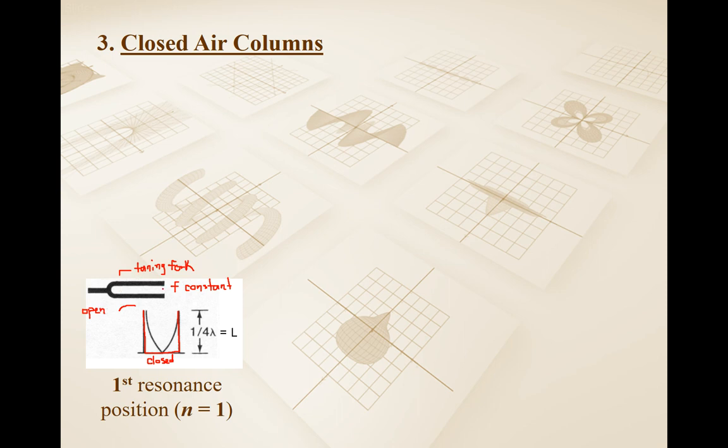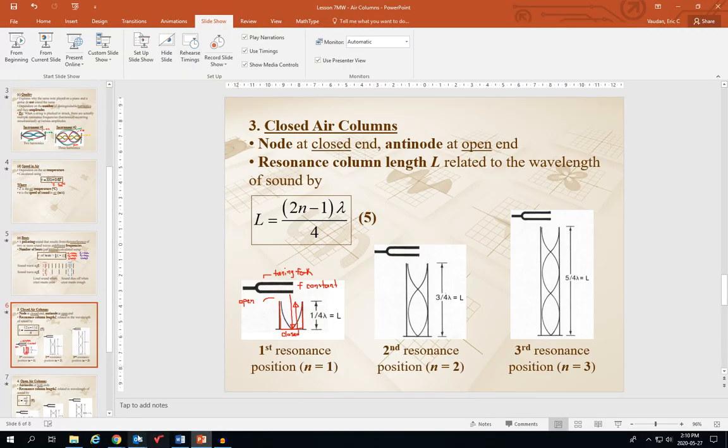It's going to produce a sound wave. And this sound wave, the wave energy, is going to propagate so that it goes into the tube. It's going to hit this boundary, and then it's going to reflect back. And the interference between the incident wave from the tuning fork and the reflected one is going to create a standing wave.